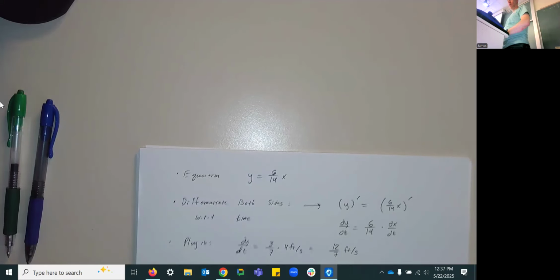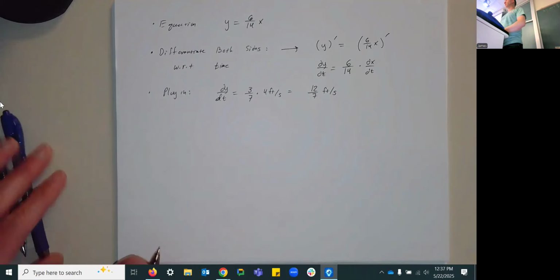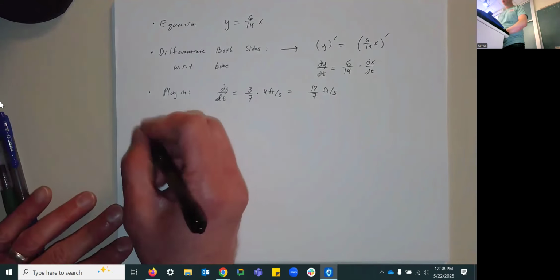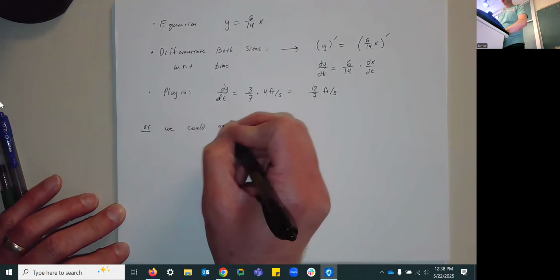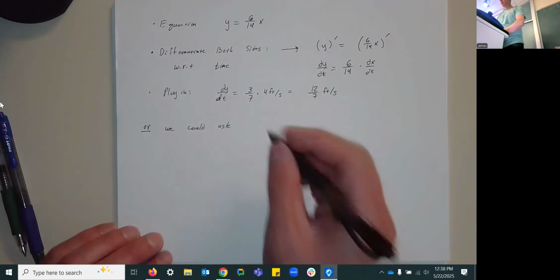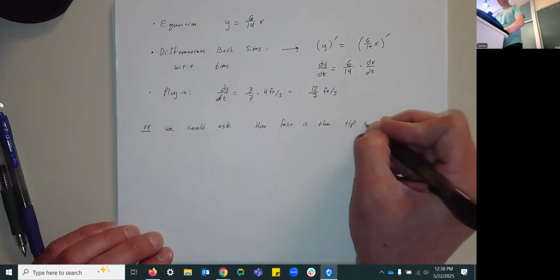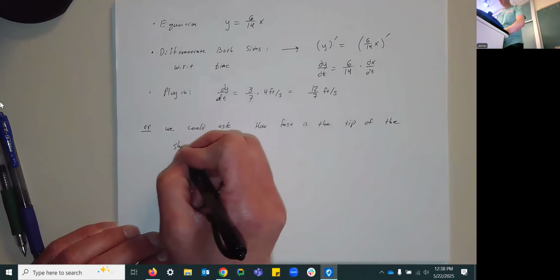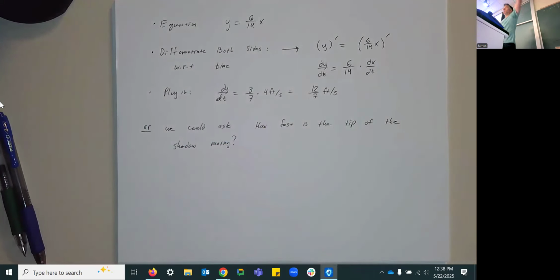Let me say one more thing about this though. Sometimes this question gets asked this way, where they ask you how fast the length of the shadow is increasing. An alternative way of asking was something slightly different. I could ask, instead of how fast is the length of the shadow increasing, how fast is the tip of the shadow moving? Or what is the speed of the end of your shadow? And that's a different answer.